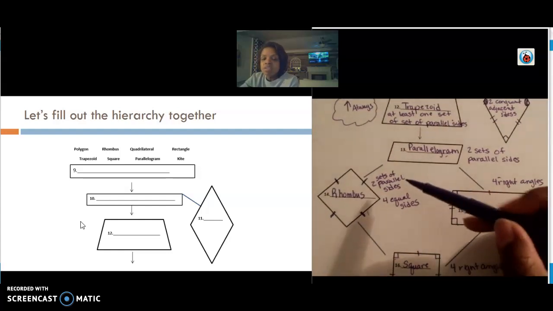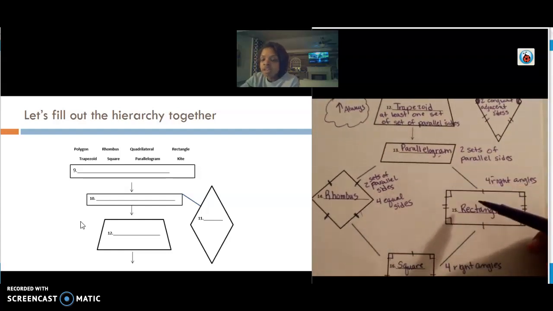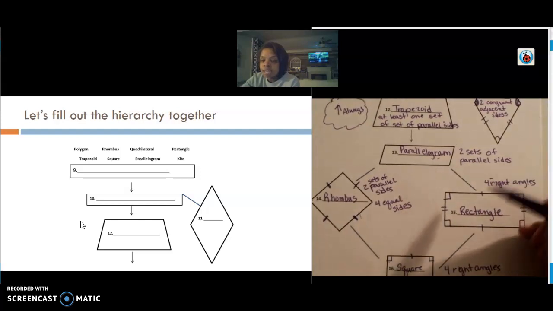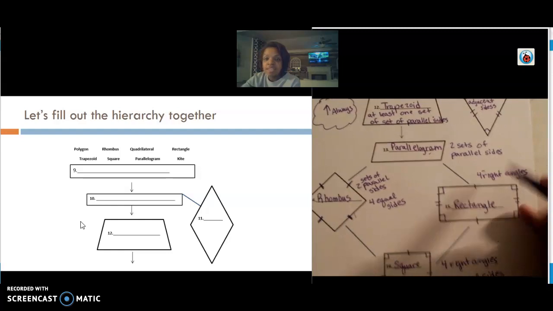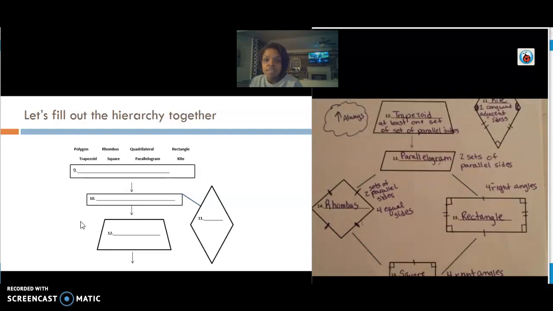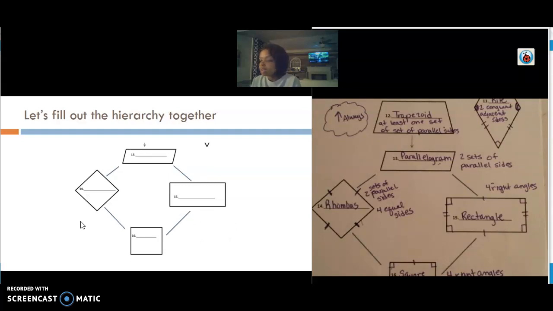All right, so next over here, another type of parallelogram is a rectangle. And to be a rectangle, you have to have four right angles. Okay, so basically the classification for a rectangle is to have four right angles, be a parallelogram, which means have two sets of parallel sides, have at least one set of parallel sides, like a trapezoid, and be a quadrilateral, just like the other quadrilaterals in here.